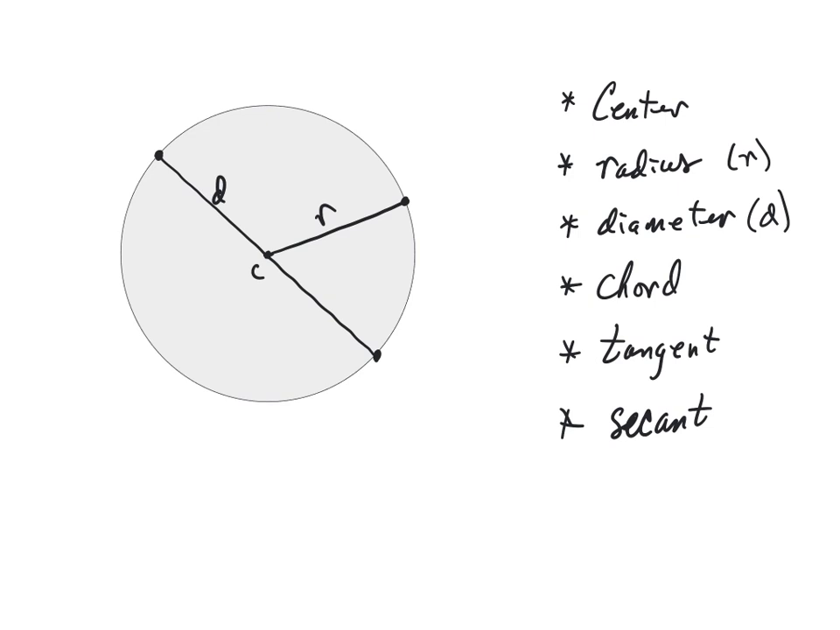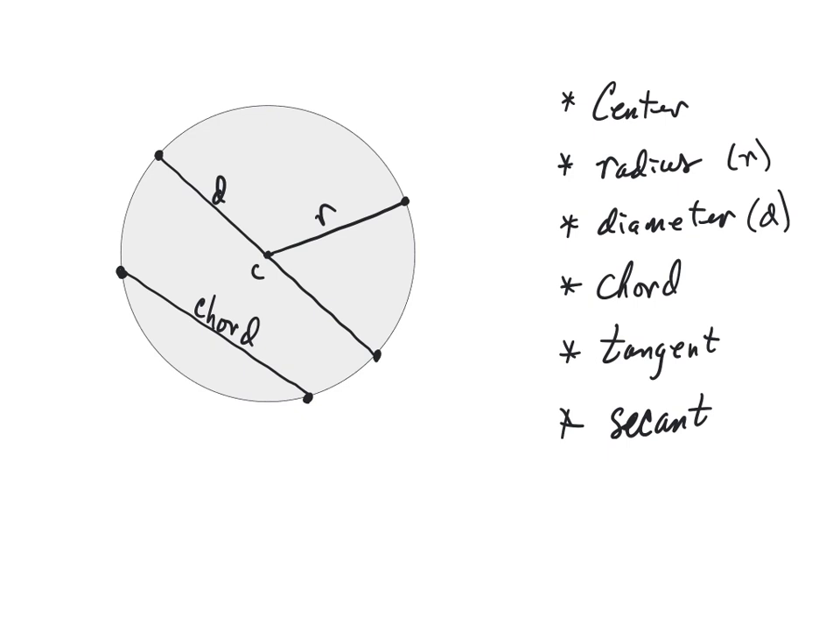The fourth one is called a chord. And a chord is a line that goes from circle to circle, from one point on the circle to a second point on the circle, but does not pass through the center. So radius from the center out to the circle, diameter from circle to circle passing through the center, and a chord goes from circle to circle but not through the center.